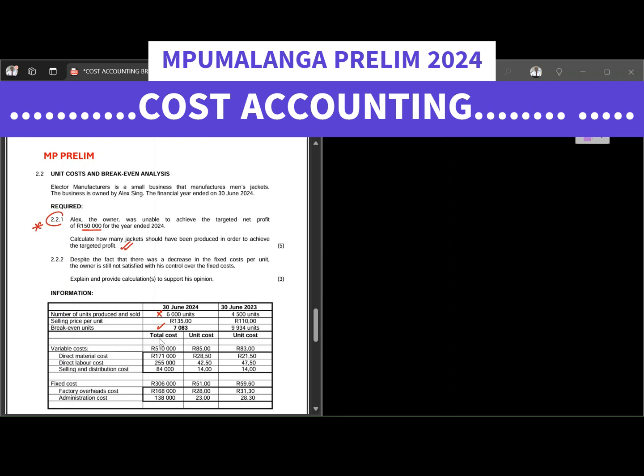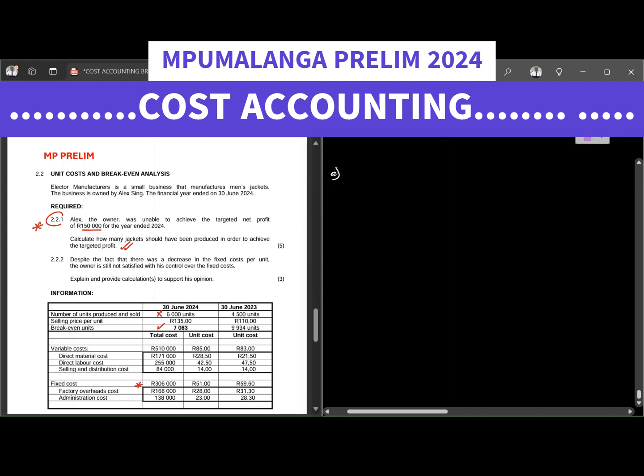So we're already making a loss. That means we cannot even cover our total fixed cost. We are making a loss, so we cannot use this fixed cost here. That would be making a huge mistake. So I'm going to show you two ways in which we can do this one. Let's start with the A method.